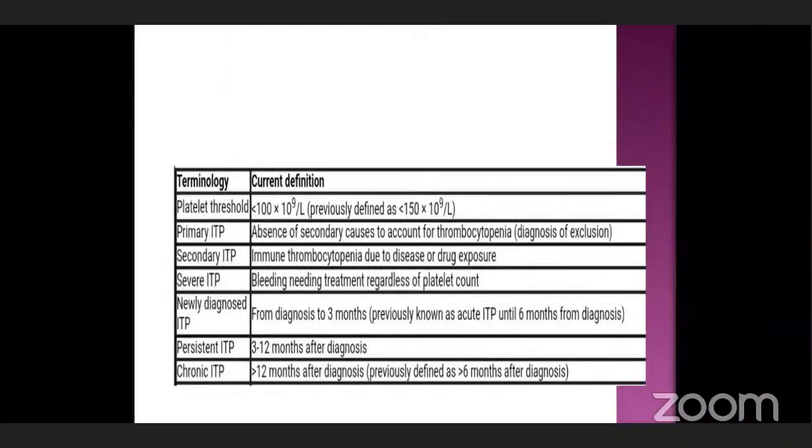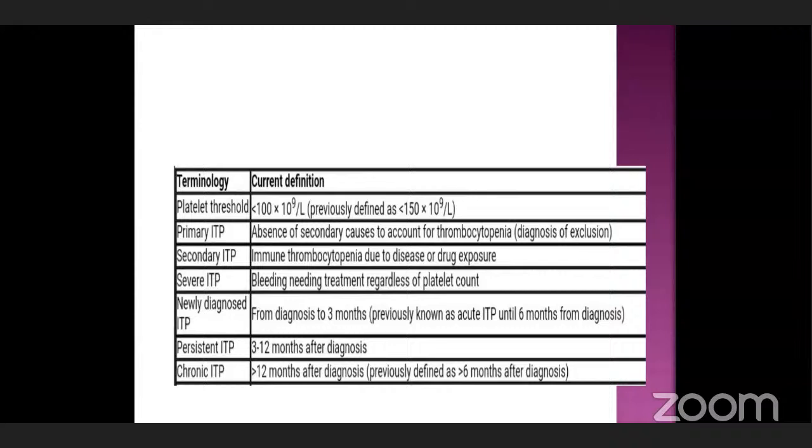So certain definitions. In your OP guide, the classification for ITP is still the old one. It is not the new classification. This is the latest classification for ITP, and you have to learn this only. In your OP guide, ITP is classified as acute and chronic. If the bleeding episodes resolve within 6 months, it is acute ITP. And if it lasts more than 6 months, it is chronic ITP in OP guide. But that is the old classification. Now we don't follow that. We have to follow this one.